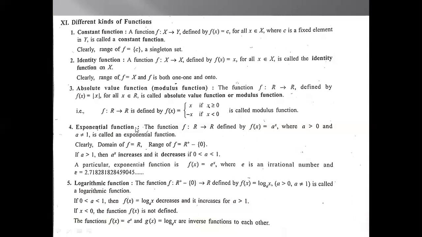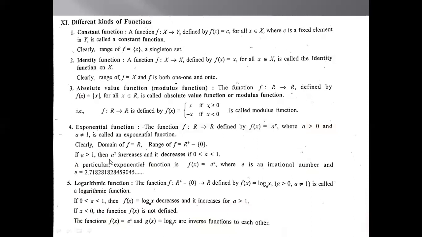Next, exponential function. The function f: R to R defined by f of x is equal to a to the power x, where a is greater than 0 and a is not equal to 1, is called an exponential function. Clearly, the domain of this function is the set of real numbers, and the range of this function is the non-zero positive real numbers, meaning R plus minus 0. We have to subtract the 0 element from positive real numbers. So the range of the exponential function is R plus minus the 0 element.